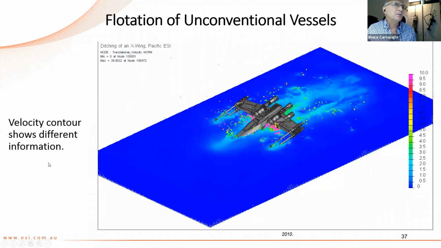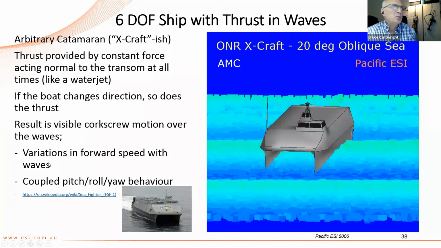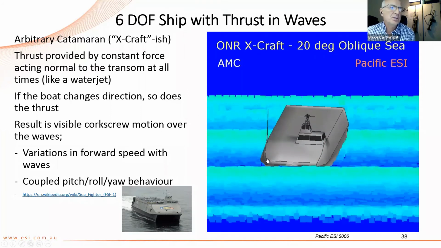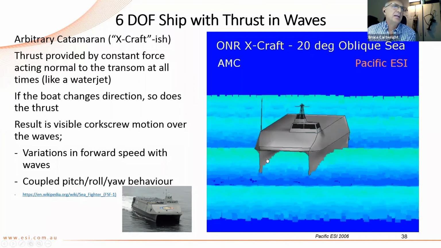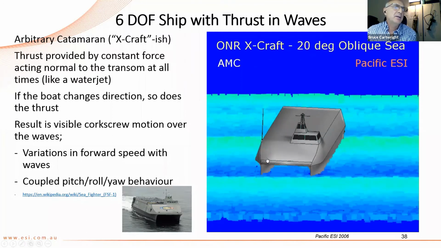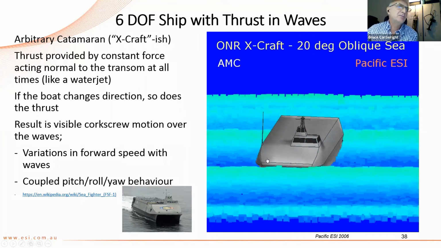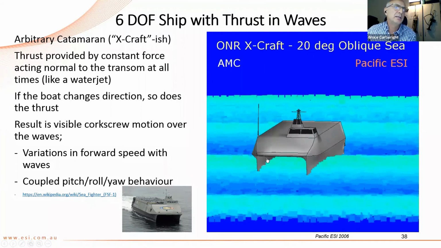Okay, yes, we've seen that one. So here's another kind of unconventional boat. It's a catamaran. I did this one quite a few years ago. So we've got this thing going in waves, and I've just got a thrust vector on the transom to represent the water jets that a vessel like this might have. And what's interesting is to see the corkscrew motion of the boat that results. So its fore and aft speed changes as it goes up the back of a wave and then down the front of another wave, but also this corkscrew motion.